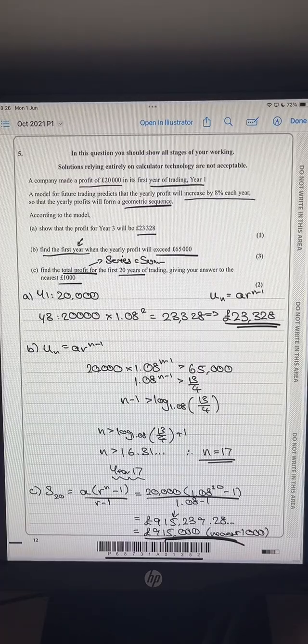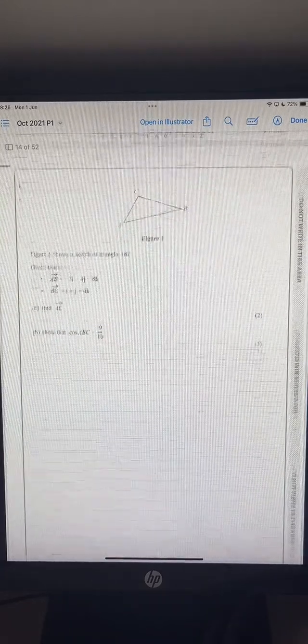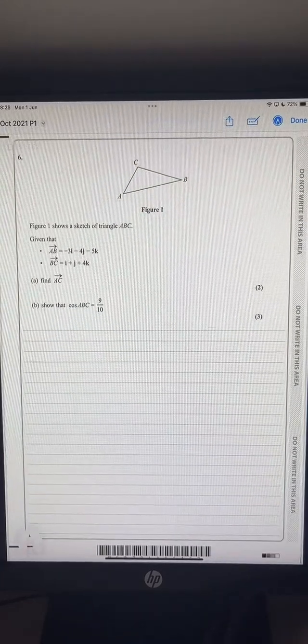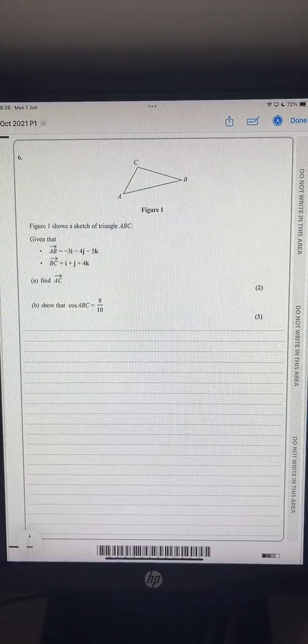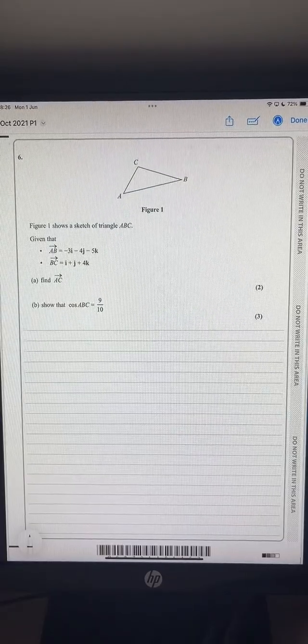All right, hopefully this is making sense to you all. And then I am going to move on to question 6 now. So question 6, vectors question, little 3D vectors question. So 3D vectors is at the end of year 13, but a similar question could come up for year 12. They'll just not have the 3D aspect to it.